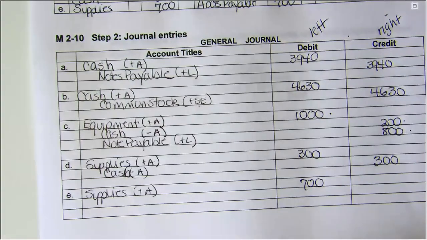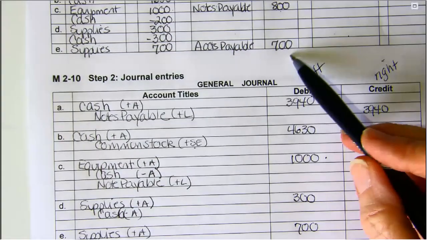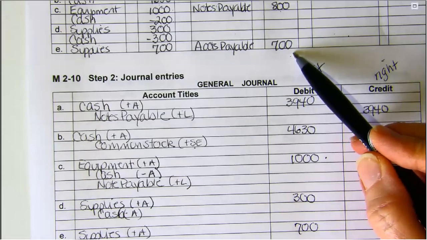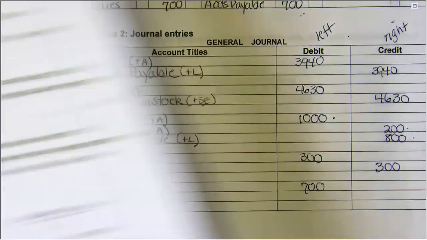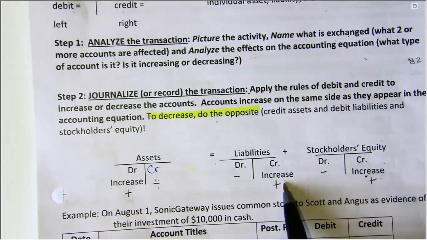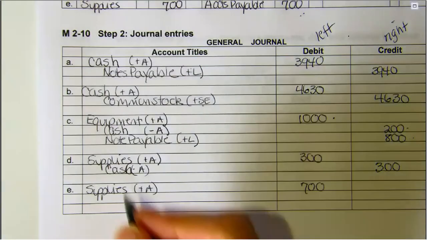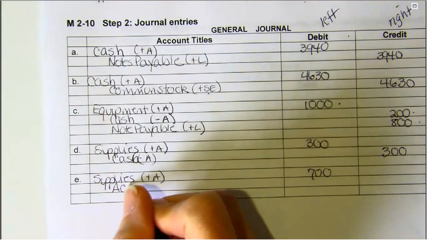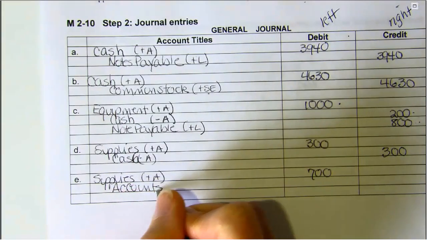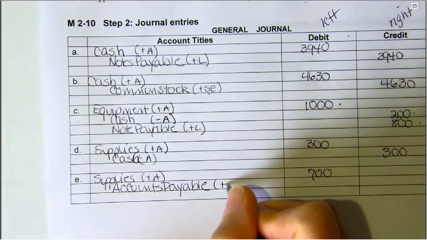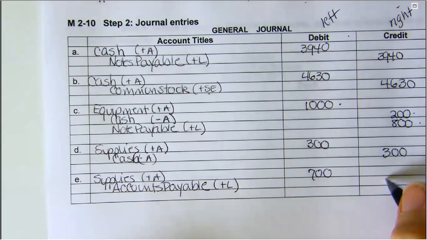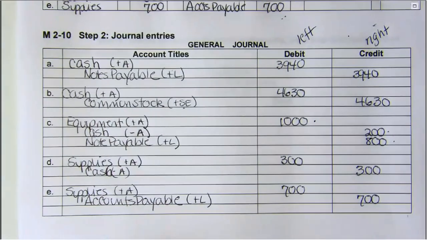And since we're not paying for this right now, we're going to pay later. We're going to increase the liability accounts payable. To increase liabilities, we credit. Okay, so we just journalized 5 transactions.